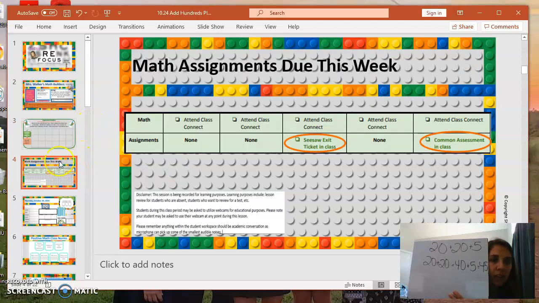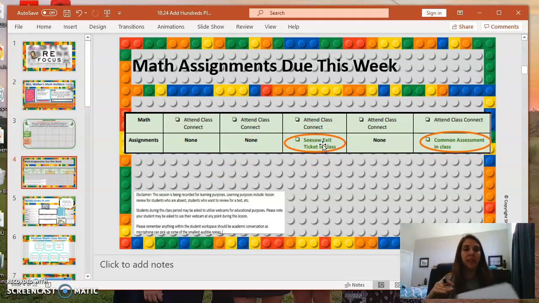All right, and this is our assignments for this week. You did have an exit ticket in Seesaw yesterday, so please make sure that you have completed that exit ticket. And you will have a common assessment in class tomorrow.